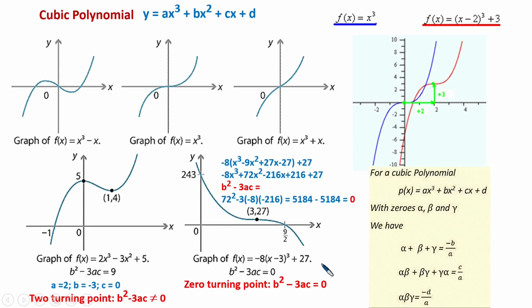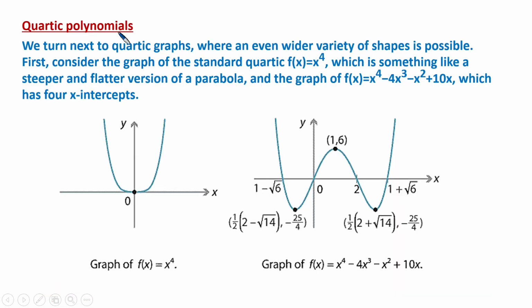Example to understand it better. So for a cubic polynomial, again like in the earlier case with zeros alpha, beta and gamma, we have alpha plus beta plus gamma is minus b by a, alpha beta plus beta gamma plus gamma alpha is c by a, and alpha beta gamma is minus d by a. I will not do this because this is too lengthy, so kindly do it as homework. Now we discuss the quartic polynomial.